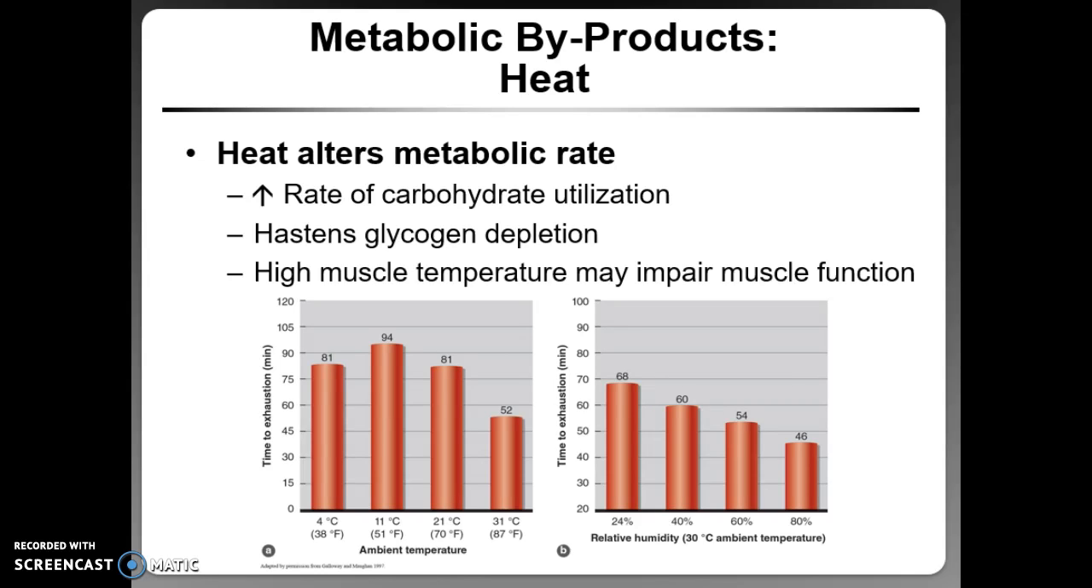With heat, it alters our metabolic rate. If we increase our body temperature, it's going to increase the rate of carbohydrate utilization, meaning we're going to burn through those carbohydrates or that glucose and glycogen stores a lot faster, and eventually impair muscular function. You can see based off of different temperatures in which people are exercising, their time to exhaustion, and the hotter it is, the faster they start to burn out.